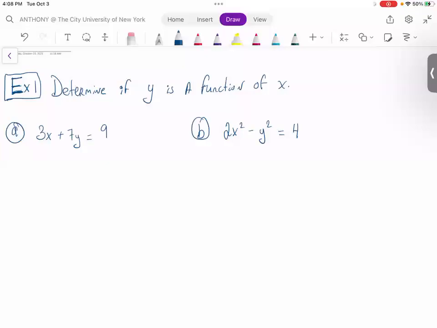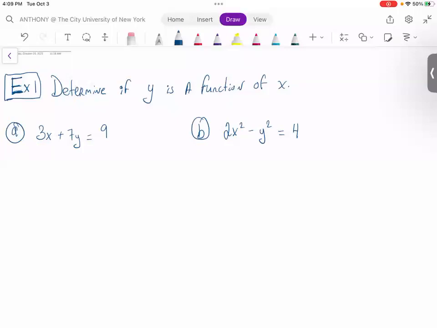All right. So in example one, determine if y is a function of x. In this example, there's two parts. Part A, you're given 3x plus 7y equals 9. The second example, you have 2x squared minus y squared is equal to 4.